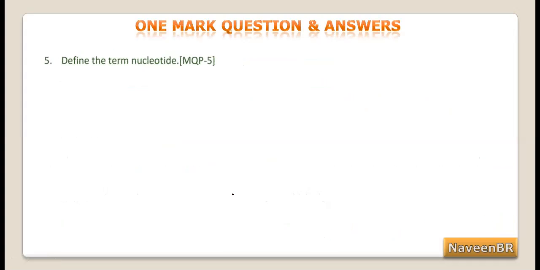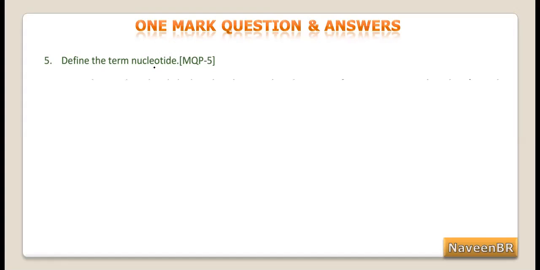The question from the 5th model paper is, define the term nucleotide. We have seen nucleotides are the repeating monomers of nucleic acid, either in DNA or in RNA. So nucleotides build the respective biomolecule. Such a nucleotide is formed by the combination of a pentose sugar, either a ribose sugar in RNA or deoxyribose sugar in DNA, with a nitrogenous base, that is purine or pyrimidine bases, with a phosphate from phosphoric acid. So these 3 components will form a nucleotide.